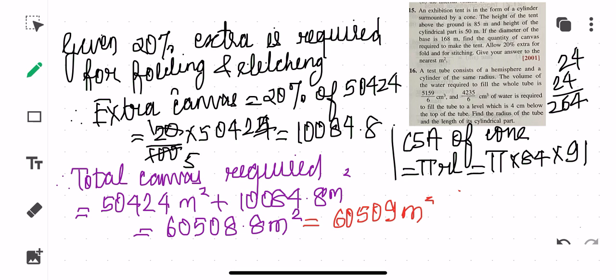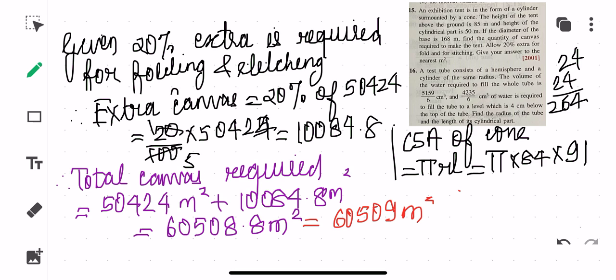Of course, in the shop you possibly cannot ask for 60,508.8 meter square cloth, children. That doesn't make sense. But this is what the question is asking, so you have to find it out for the nearest meter. Alright, so this is the way this sum has to be done. It was an easy one, children.